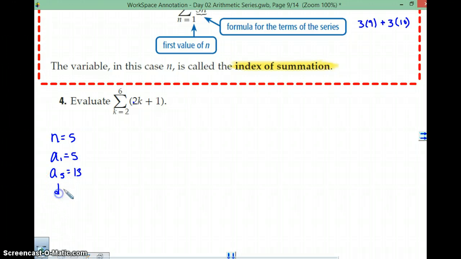Do you need to know the common difference? I don't know, let's see. What is it we're looking for? We're looking for the sum. And this is what we're looking for. So let's write it. S sub n is going to be equal to n over 2 times a sub 1 plus a sub 5. Did you get it? We don't even need to do the common difference this time. Just evaluate this in your calculator.